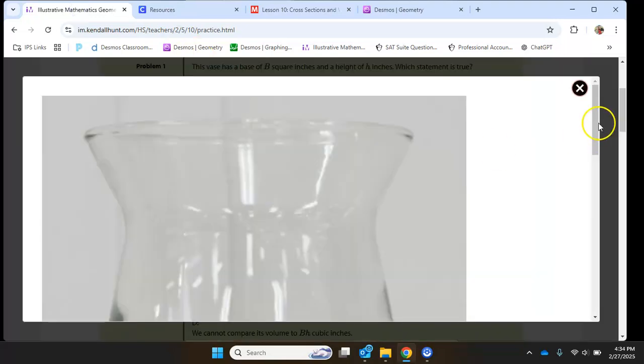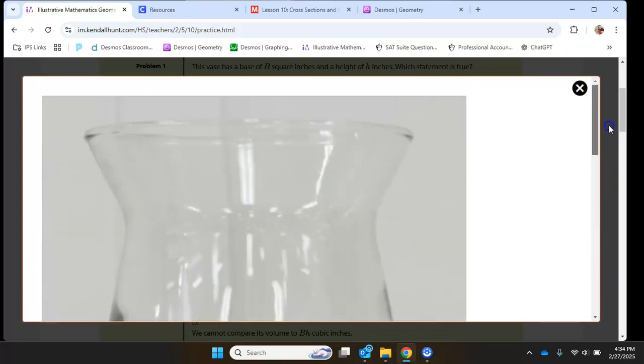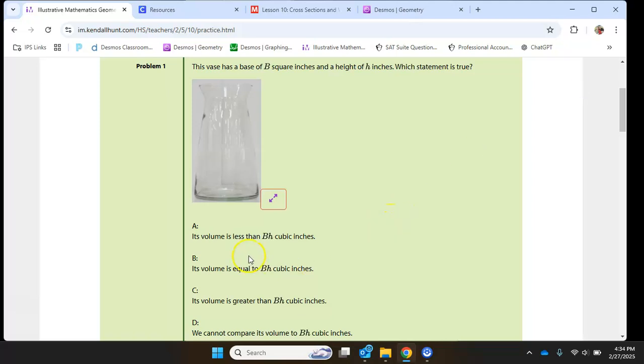So you can see the base is large. If you take the area of the base times the height, like it was a cylinder, you see it has a neck. So its volume is less than the area of the base times the height, in cubic inches, because this has a neck. It's skinnier than a cylinder.